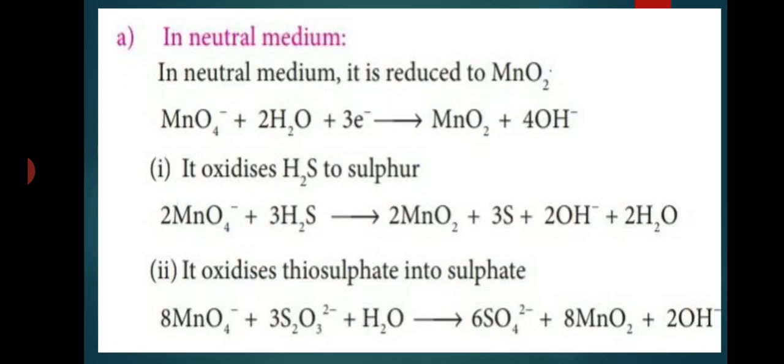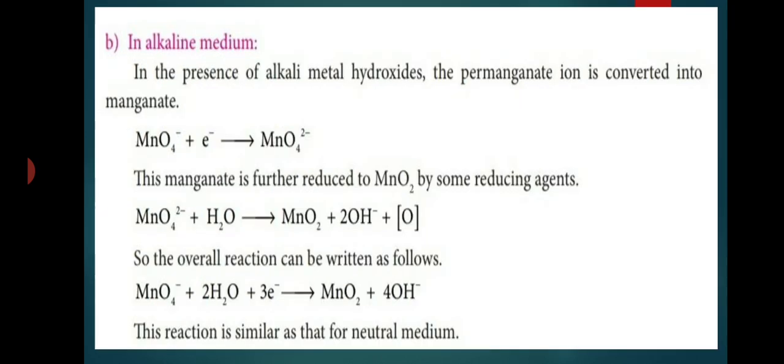In neutral medium, it is reduced to MnO2. That is, MnO4 minus plus 2H2O plus 3 electrons is converted into MnO2 plus 4OH minus. So it oxidizes hydrogen sulfide to sulfur. It oxidizes thiosulfate, S2O3 2 minus, into sulfate, SO4 2 minus.